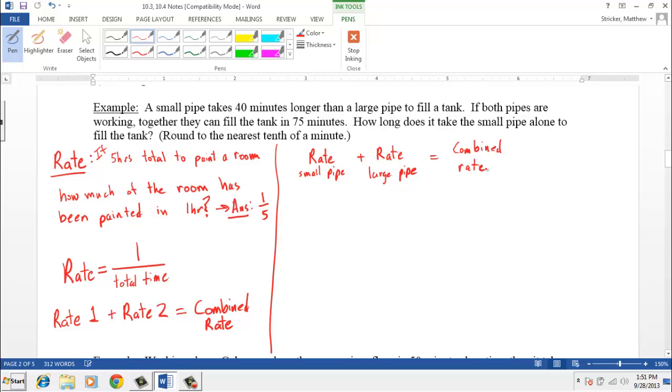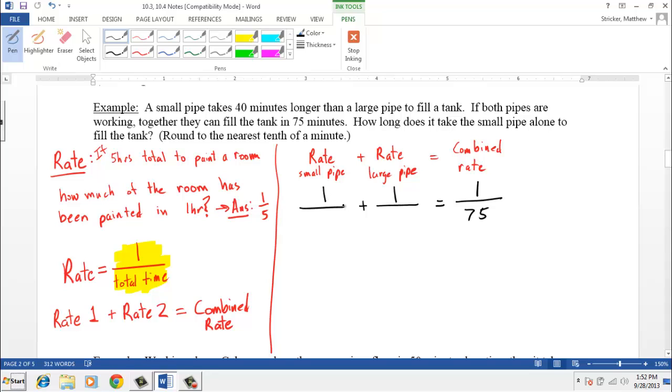And remember, rates are always this form. They're always 1 over the total time. And we don't know the total time for each of these individually. We do know, though, that when the pipes are both on and working together, the total time is 75 minutes. So the rate then would be 1/75th per minute. And these other rates are always also going to be 1 over something.